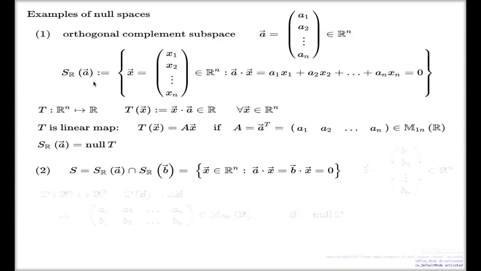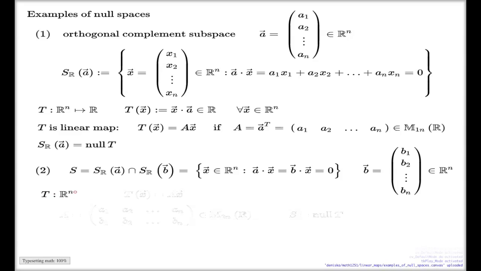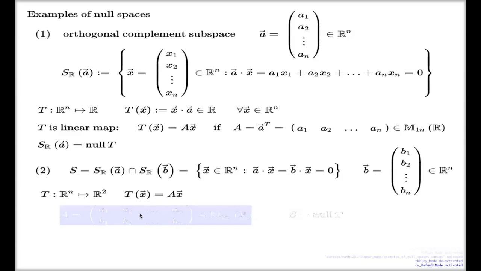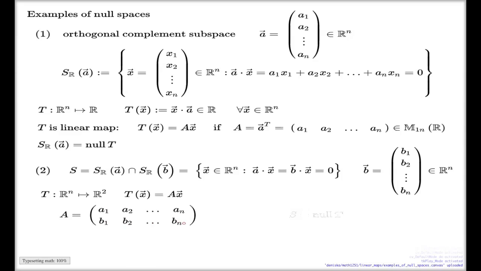How am I going to do that? That's how I'm going to do it. If my b vector has components b1, b2, up to bn, all I do is this. I take a linear operator T, which takes n-dimensional vectors into two-dimensional vectors this time, and which will be a matrix type linear map with this matrix. Look at this. My A matrix will be the matrix of this type. The first row will be the components of the a vector, and the second row will be the components of the b vector.